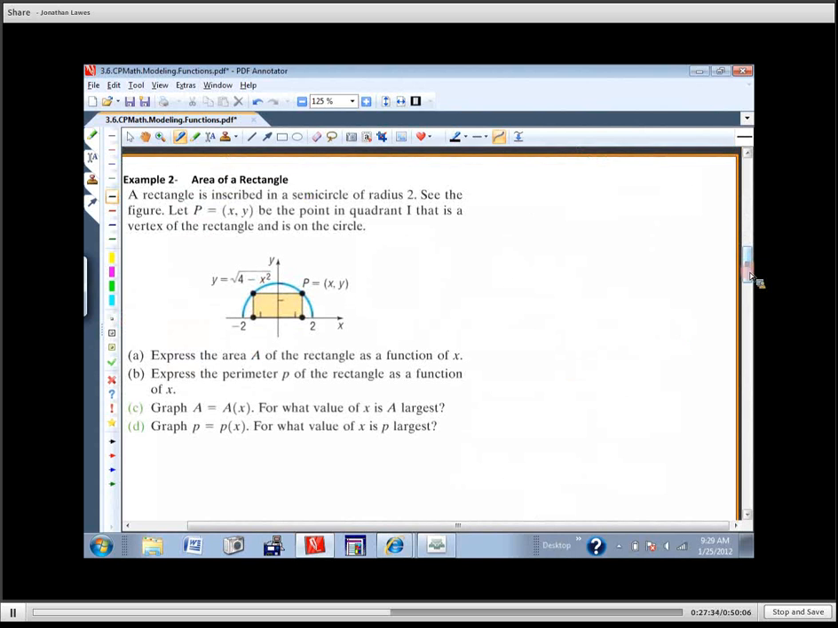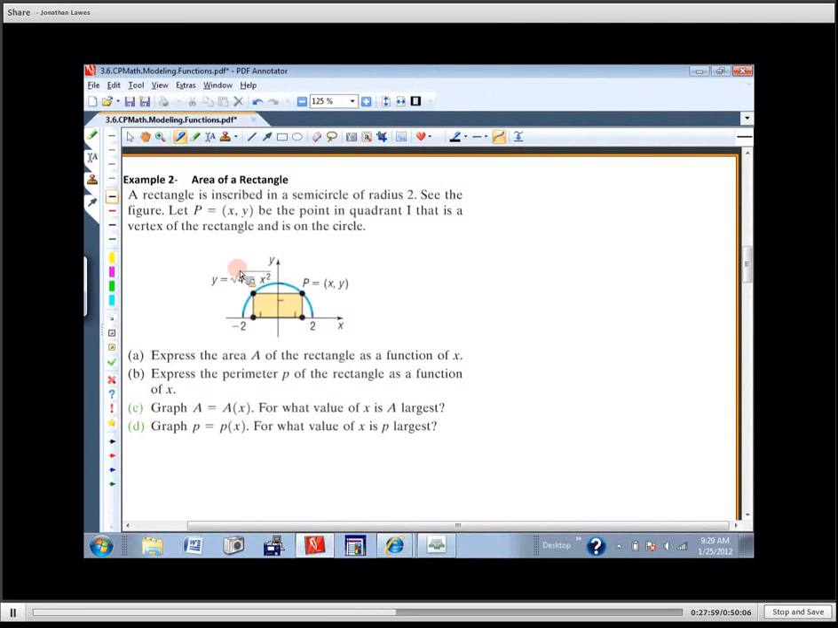Okay, this one's a little different, a little more extensive. This is what you're going to typically see on the problems from the assignment. This one says a rectangle is inscribed in a semicircle of radius 2. See the figure. So on some of them, they've done you the favor of actually drawing a picture. Here's another one where the picture's already drawn. And they gave you an equation for the top half of a circle.